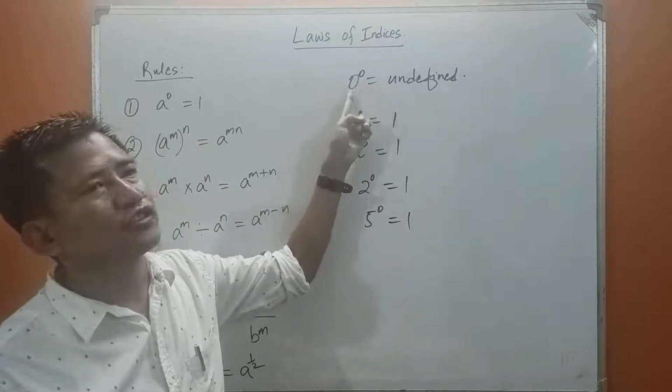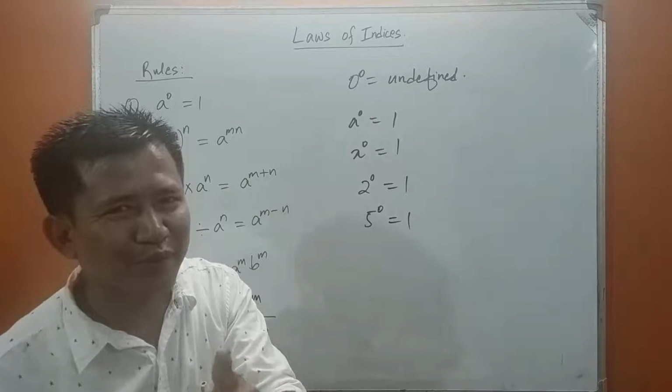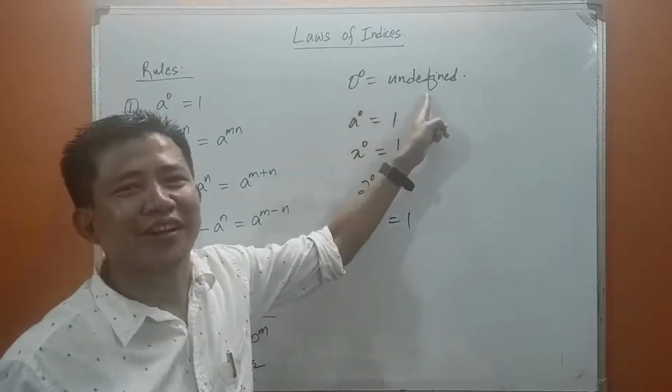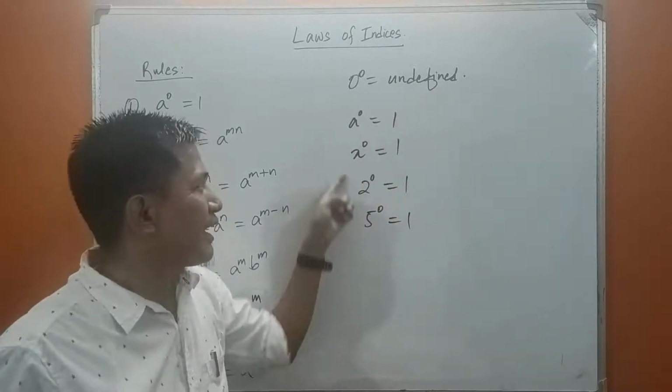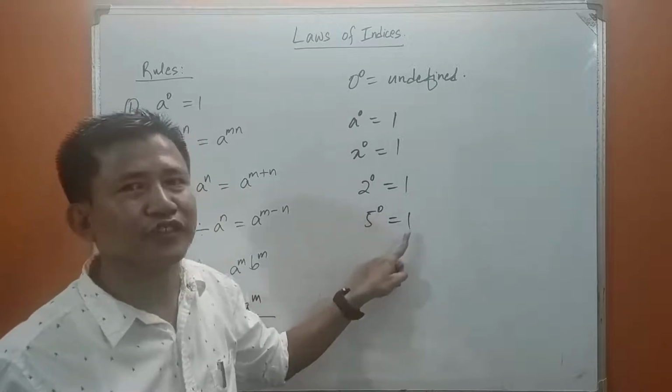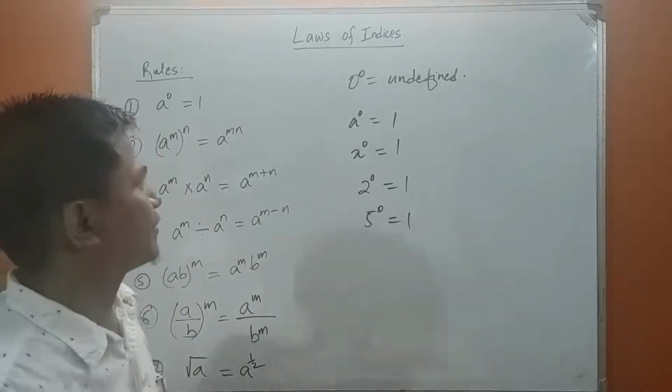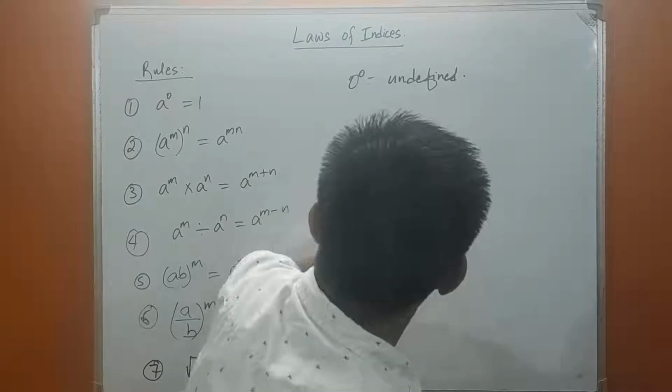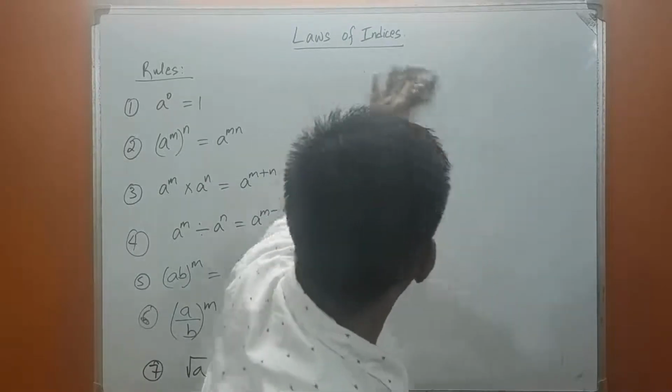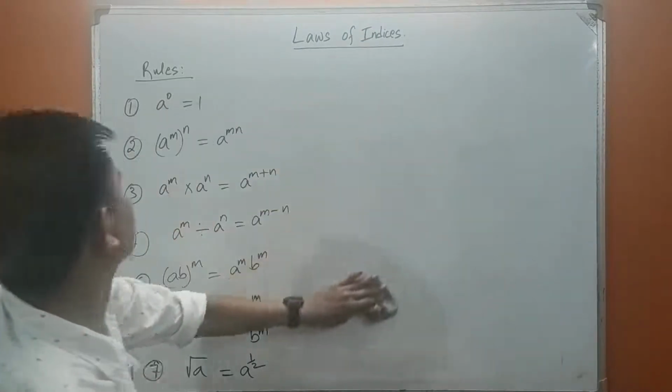0 to the power 0 is not equal to 1. Please remember this, 0 to the power 0 is undefined. Other than 0, any number raised to power 0 is equal to 1. We must keep this in mind. This is very, very helpful to solve the questions from this chapter. Now, let us move to the next one.